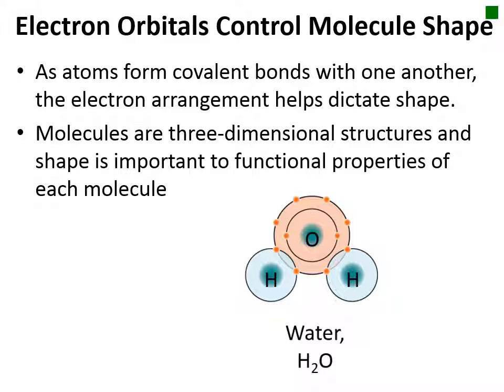When atoms share their electrons to form covalent bonds, the orbital location of shared electrons will determine the shape of the molecule that is formed. This is very important in biology because molecules are 3-dimensional structures, and the shape of each molecule provides it with the physical and chemical properties required for its function. You will hear many times in this course that shape equals function. As an example, let's look at a water molecule, H2O.